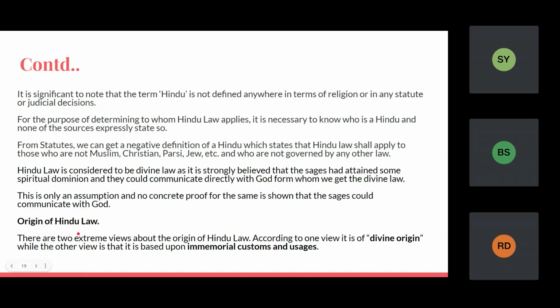There are two extreme views about the origin of Hindu law. According to one view, it is of divine origin, something we mentioned in the beginning. While the other view is that it is based upon immemorial customs and usages. These are the two views which are the basis of the origin of Hindu law.